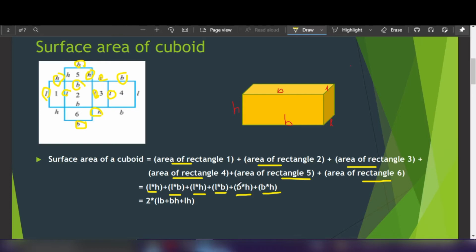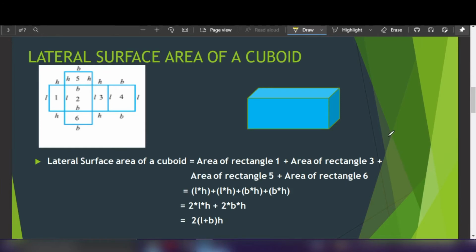So when you are taking 2 outside, you will get 2 into LB plus BH plus LH. That's the formula for surface area of a cuboid. Now see the formula for lateral surface area of a cuboid. To derive this formula, you have to consider only the lateral sides. That is, imagine a cotton box that doesn't have a top and a bottom.